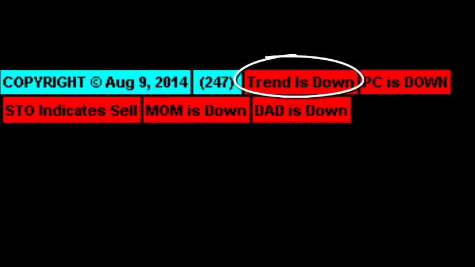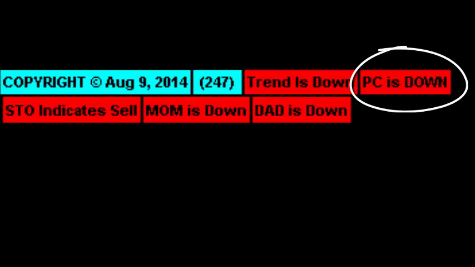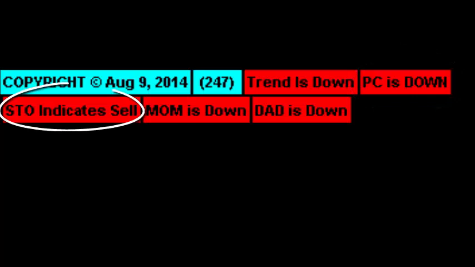Next is a new one, PC. What does that stand for? That stands for price change. And that is also considered in this system. That's something we normally don't, but in this one we do. And that simply tells you whether the close of the current bar is above or below the open of the current bar. We want it to be down if we're going to go short.